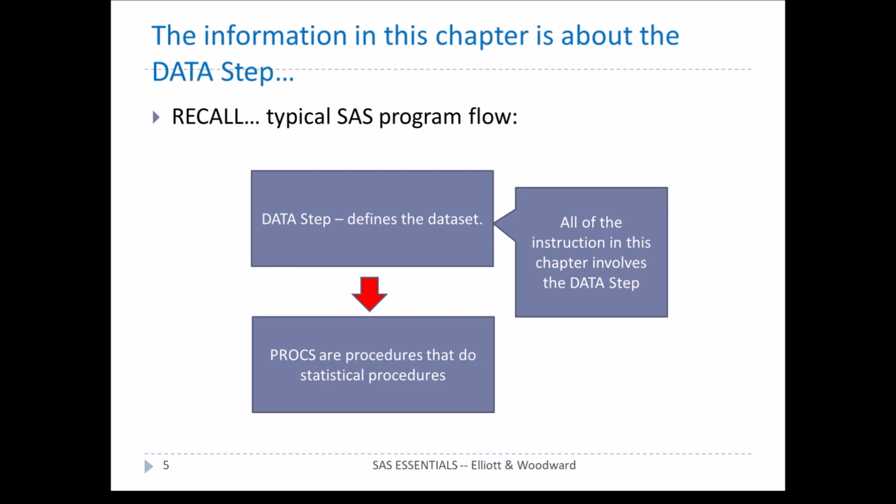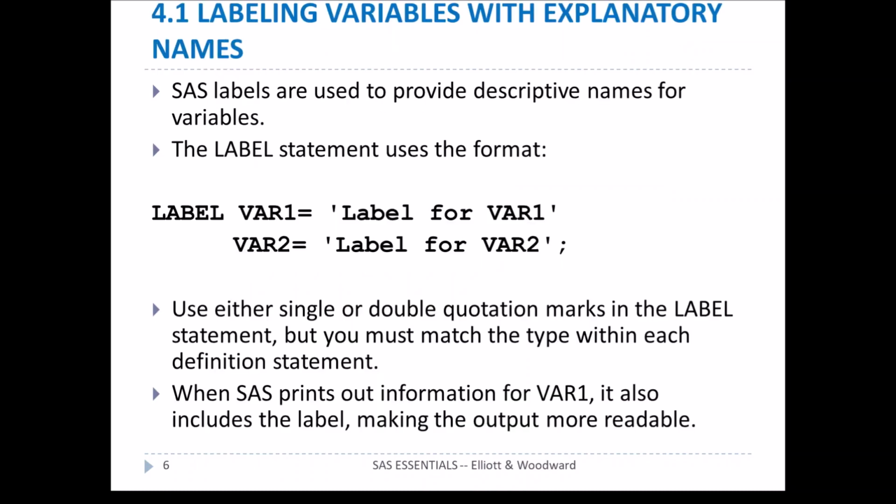In Chapter 4, we're going to be looking at information mostly about the data step. To recall, the typical SAS program flow is that you create or define a data set using the data step, and then procedures are used to do statistical analyses. So this chapter is mostly about the data step, although we'll see a few procs along the way.